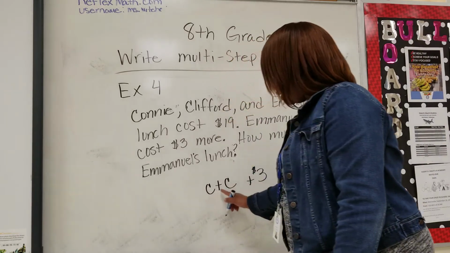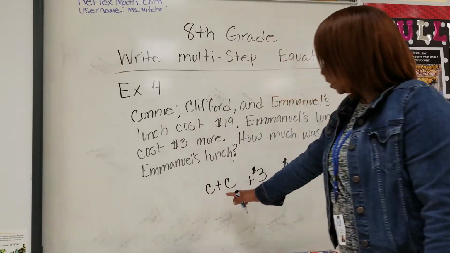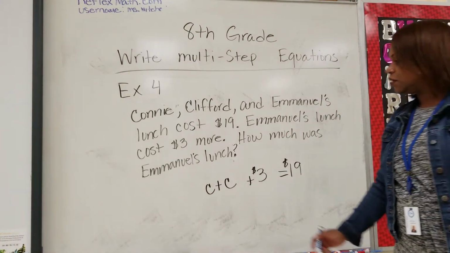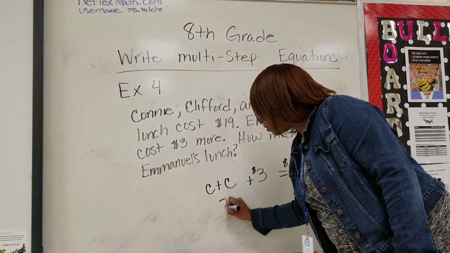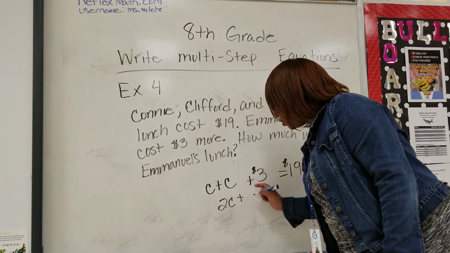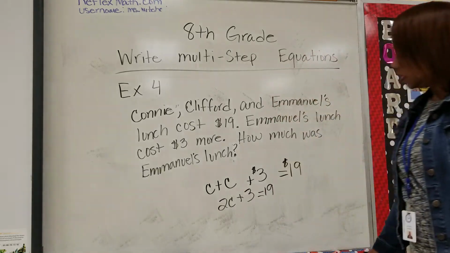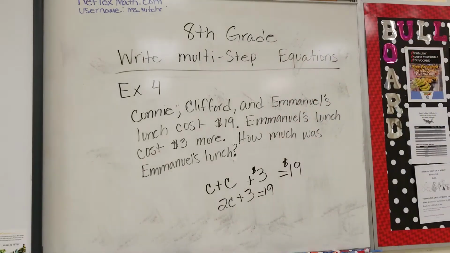So from here, when we join these two C's, because these are variables and we have to combine our like terms, C plus C will give us 2C. And then we just bring down our plus 3 equals $19. And from here, we subtract 3 from both sides, and then we divide by 2. So please go ahead and pause it, so that way you can copy down how to get the equation.